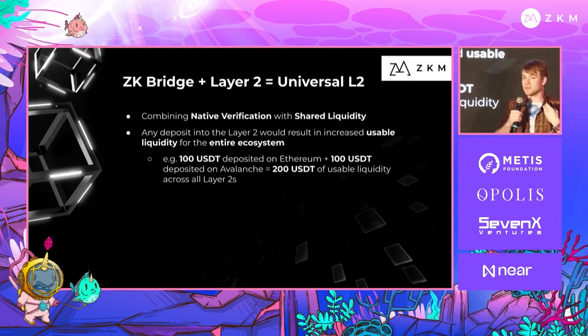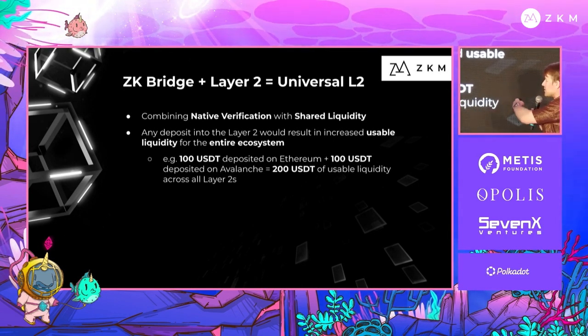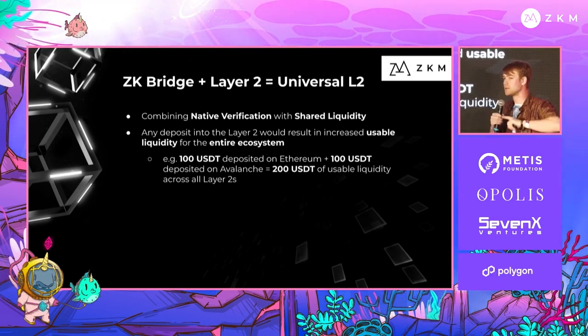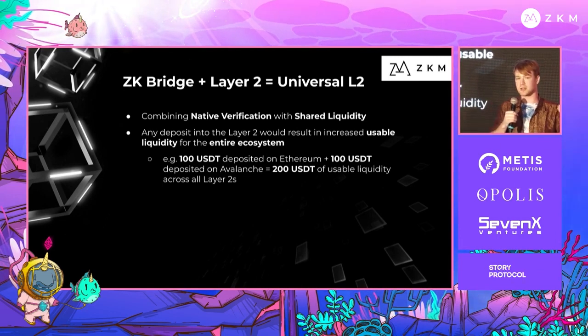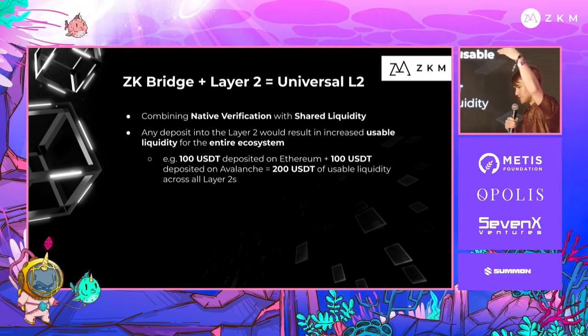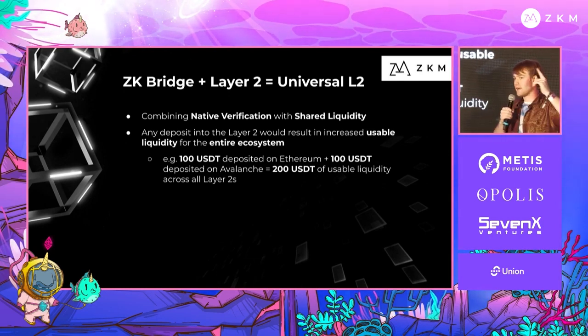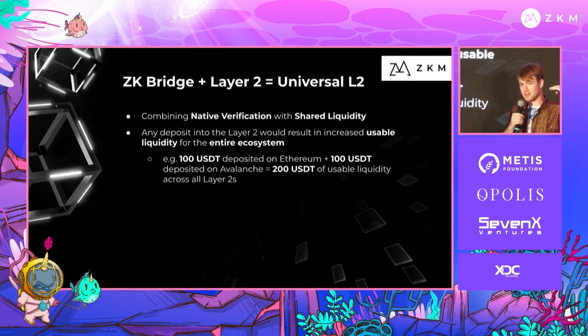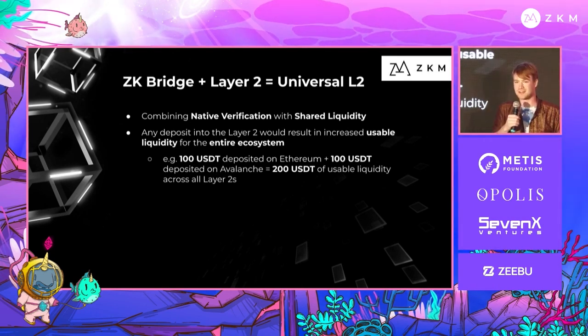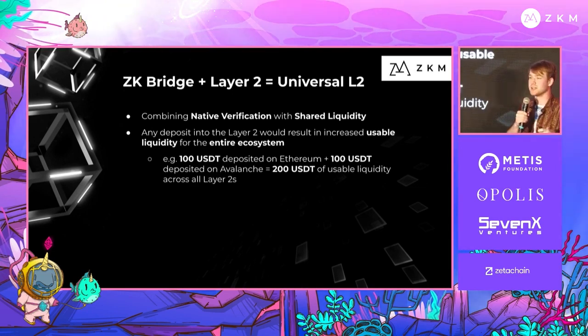So what am I proposing? What is this bridgeless bridging? Well, it's combining native verification with shared liquidity. Essentially, any deposit that would go into a layer 2 would increase the liquidity for the entire ecosystem that adopts this universal L2 structure. So for example, 100 USDT deposited on the Ethereum L2, and 100 USDT deposited on the Avalanche L2 would have an increase of 200 total USDT, total amount of usable liquidity that I can then transfer from any other layer 2 connected within this network.